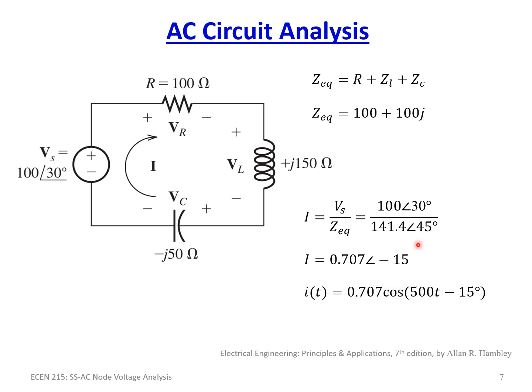If we wanted to convert that back to i of t, because that's what we were asked for, we were asked what is i of t, then we just need to push this back into the cosine time domain form, which is 0.707 amps, cosine 500t, because this is our original omega, so that carried through the analysis undisturbed, t, and of course the phase shift of minus 15 degrees.